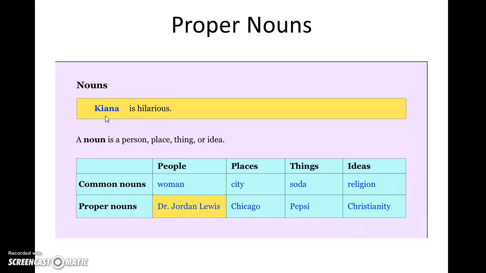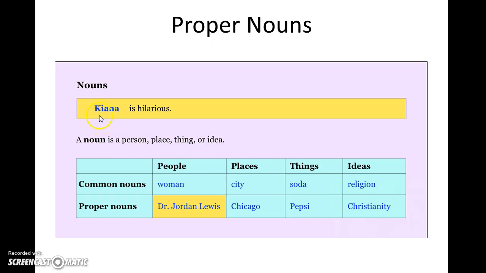Kiana here is a proper noun. If you take a look at the difference between common nouns and proper nouns, we've got woman, city, soda, religion, all vague, non-specific. There's a time and place for that. You also have proper nouns. Proper nouns are more specific forms of these common nouns. So Dr. Jordan Lewis, Chicago, Pepsi, Christianity. Also notice how they all have capital letters to begin the word.